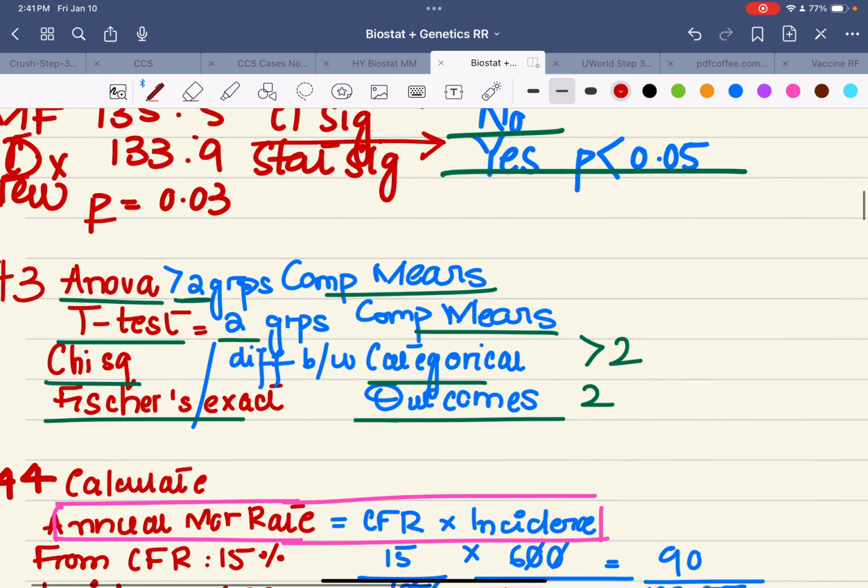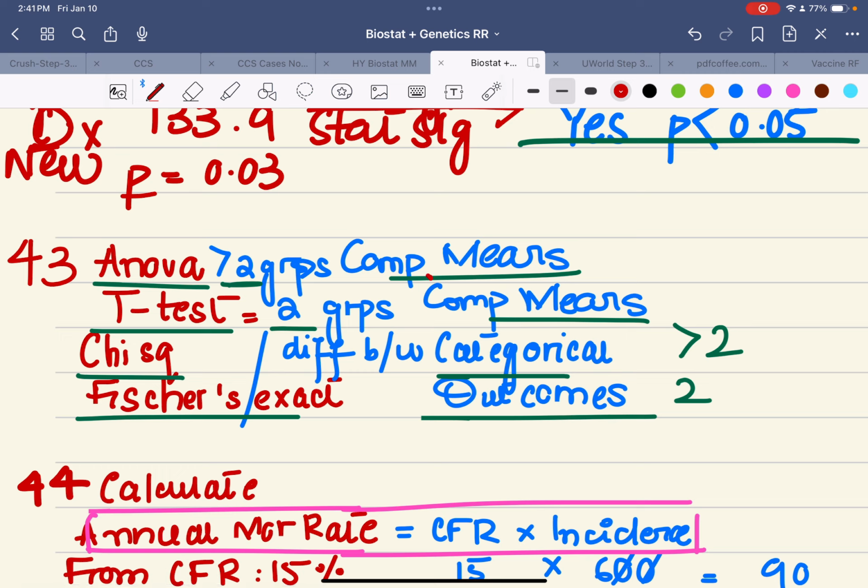And a quick review: if we are going to compare the means of greater than two groups, then the test will be known as ANOVA. If we are again going to compare the means but of just two groups, this is known as t-test. If we are going to find the differences between categorical outcomes, again between just two, that's known as Fisher's exact. But if it's greater than two, that is known as chi-square.